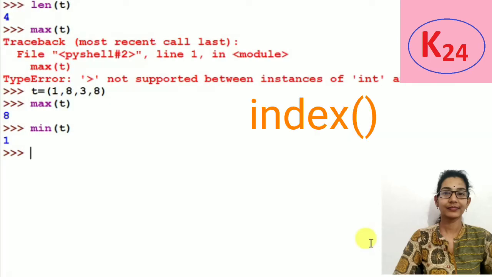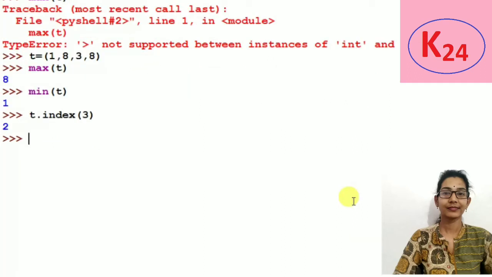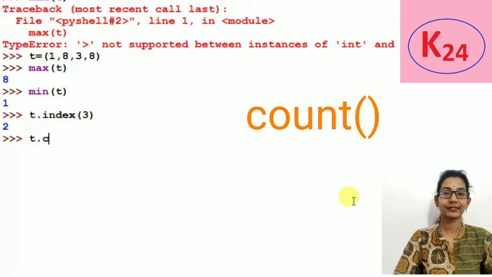Now next function is index function, which returns the index of an element of a tuple. For example, find the index of 3. Then we write t dot index of 3. So it will give the value 2. Now the next function is count function, which returns the count of an element in a given sequence. For example, t dot count of 8 means how many times 8 is repeated. So it gives 2 times.